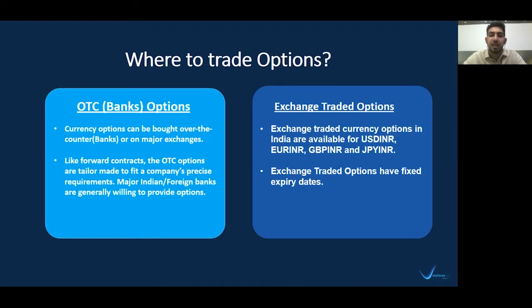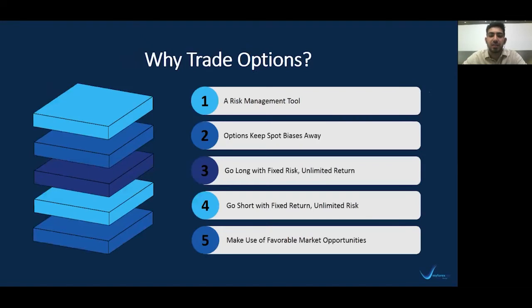Now let's understand why we trade options. Firstly, an option is not an obligation but a right, which makes it a very favorable risk management tool. So in case the market at maturity is favorable, we can let the option lapse and not exercise it. The second important reason is that it keeps the directional bias away.